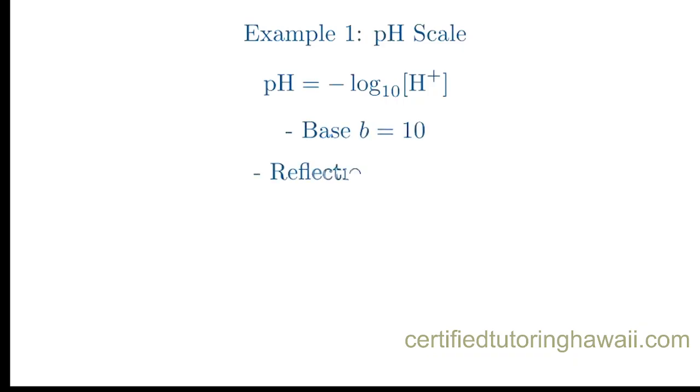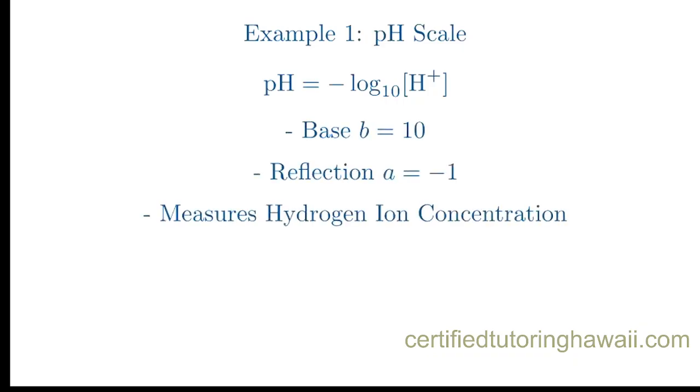Let's see these in action with two important scientific examples. First, the pH scale. The formula is pH equals negative log base 10 of the hydrogen ion concentration. This model has a b of 10, the base of our number system. It also has an a of negative 1, which means the graph is reflected vertically. The more hydrogen ions you have, the more acidic the solution, and the lower the pH number. The reflection makes this inverse relationship work.